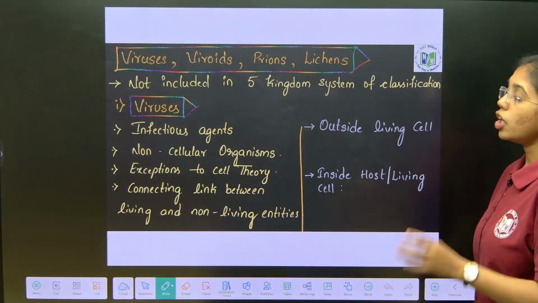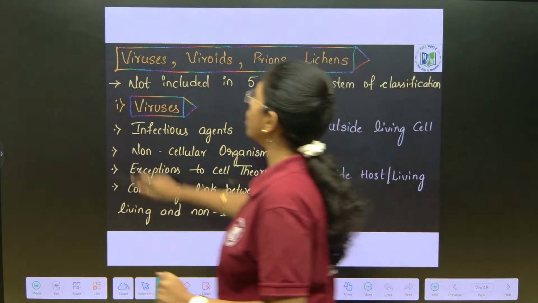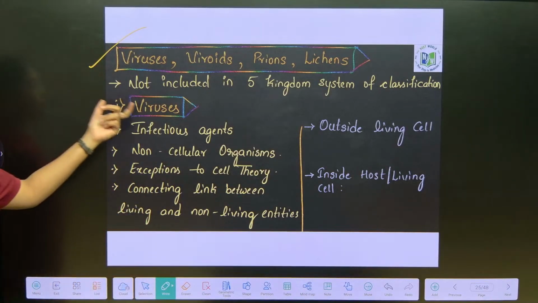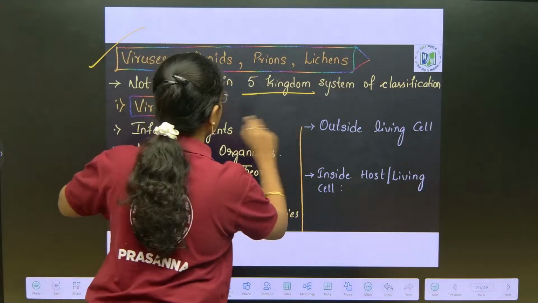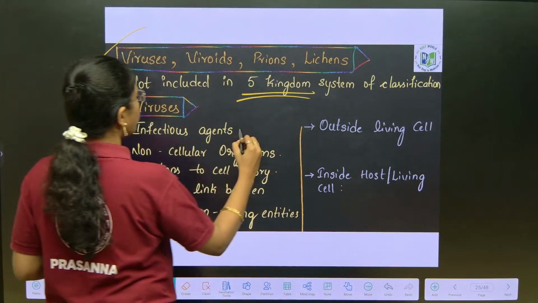Now, those organisms which are not included in the 5 kingdom system of classification include virus, viroids, prions and lichens. These are not included in the 5 kingdom system of classification. First, let us look at virus. Viruses are called infectious agents.